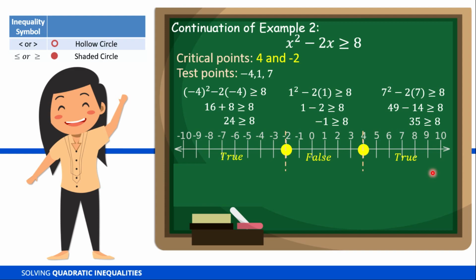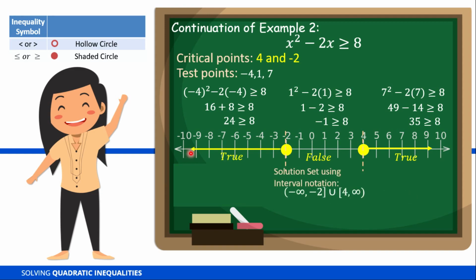I-shade na natin ngayon yung mga nagkaroon ng true inequality. So, ibig sabihin, kasali sa solution set natin yung numbers that are less than or equal to negative 2. Or equal to kasi kasali si negative 2 sa ating solution set. Okay, samantala dito sa kabilang side naman, kasali sa solution set yung real numbers that are greater than or equal to 4. So, paano natin isusulat ang ating solution set gamit ang interval notation?